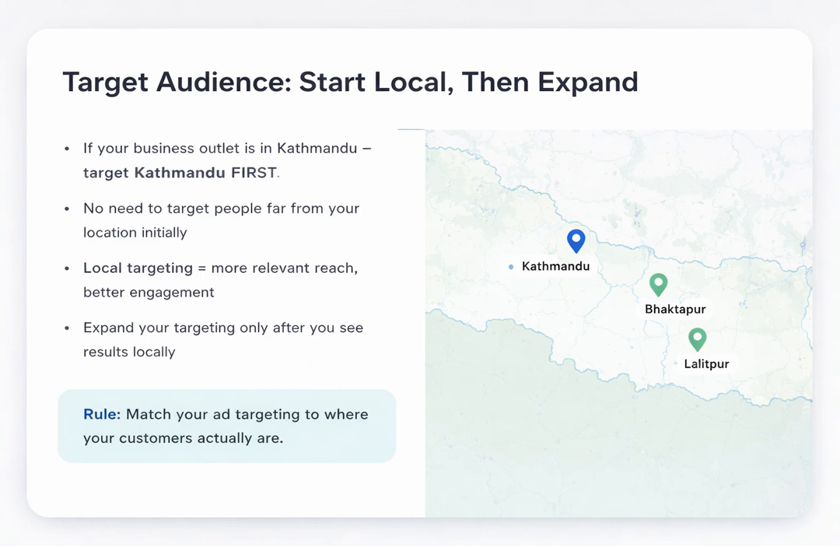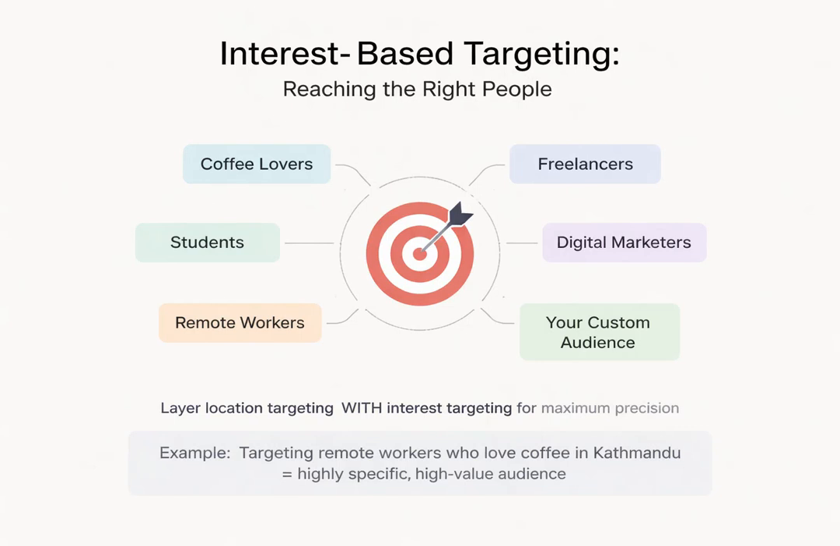Start with your immediate geographic area, build engagement there, and then consider expanding once you have results to learn from. Your ad budget is limited, so make every rupee count by targeting the people most likely to actually walk through your door. Beyond just location, Facebook lets you layer in interest-based targeting, and this is where things get really powerful.